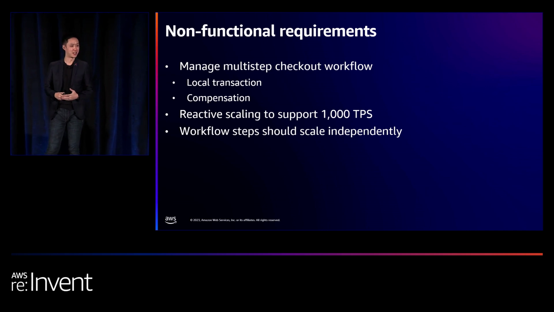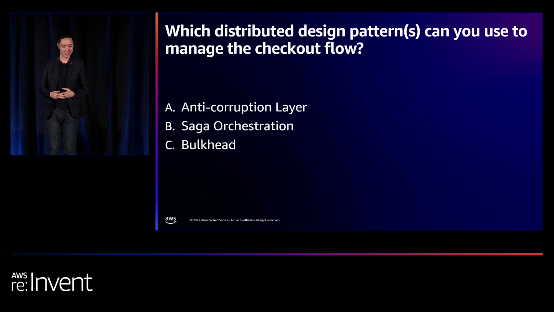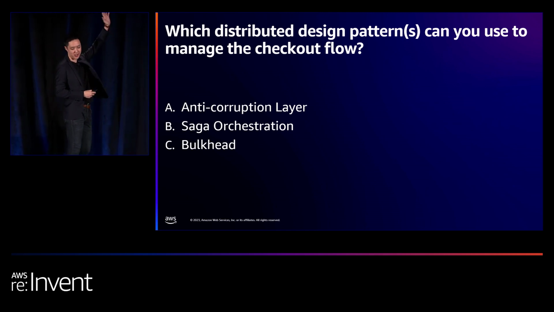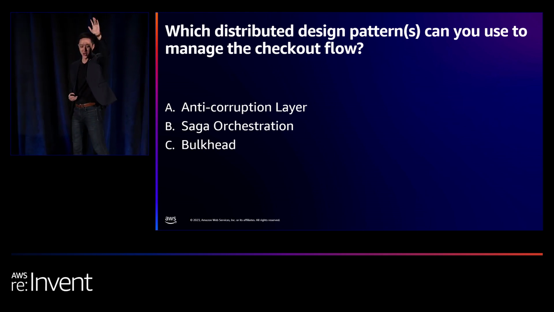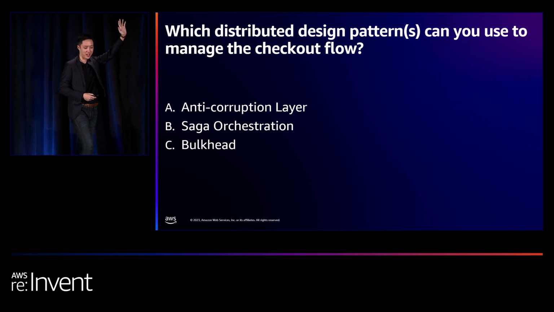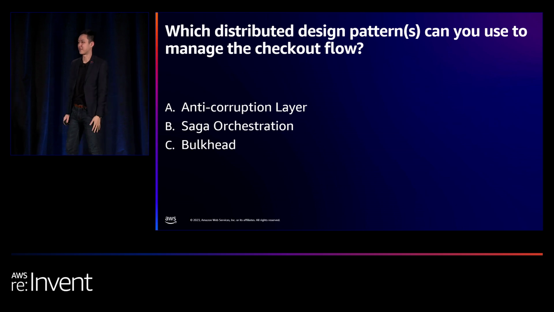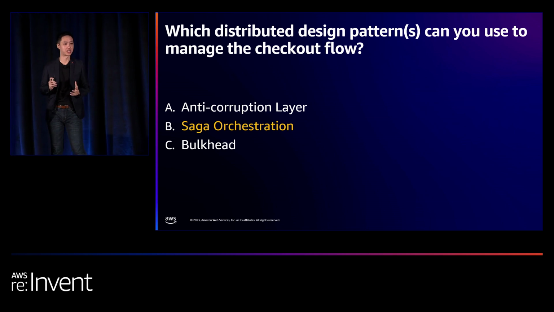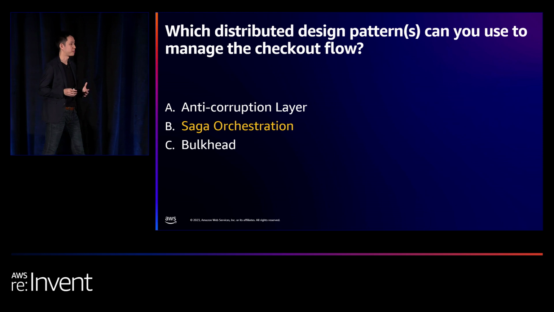So, my dear architects and developers, which design pattern can we use to implement the checkout flow? Anyone thinks it's the anti-corruption layer? What about saga orchestration? Oh, I see a few hands up. Okay, what about bulkhead? You guys know your stuff, right? The answer is saga orchestration. Okay, but let me quickly touch upon the other two patterns. They are still useful. They are fundamental patterns that we should all be aware of.